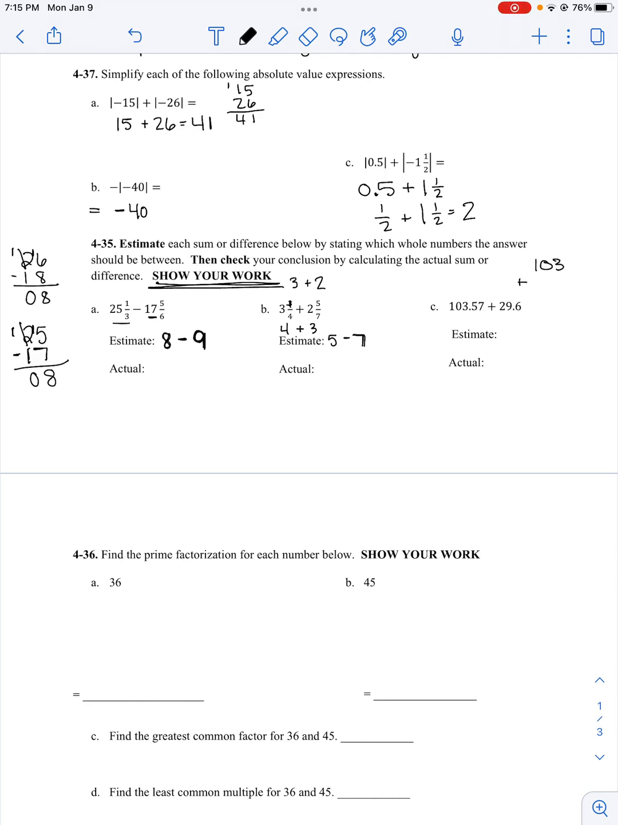This one I could say, okay, I have 103 plus 29. 9 plus 3 is 12. 2 plus 1 is 3. So it'll be somewhere between 132 and 134.